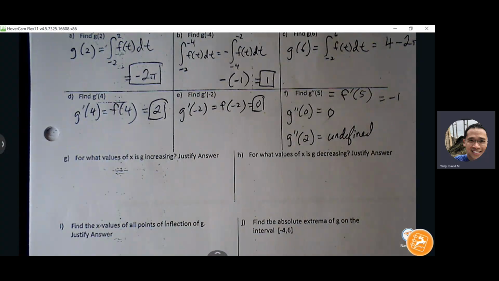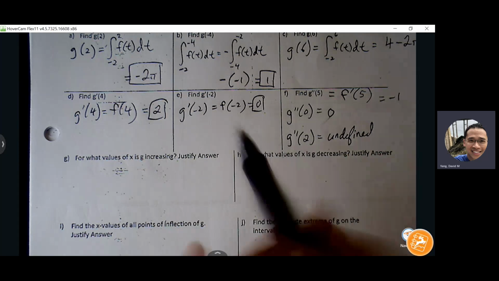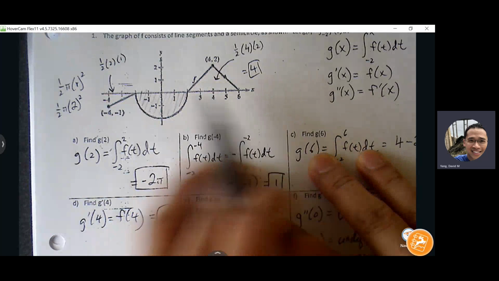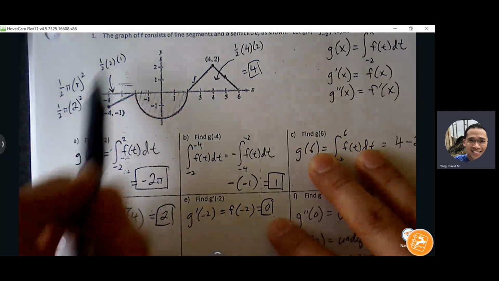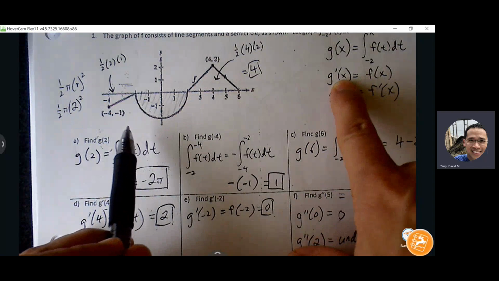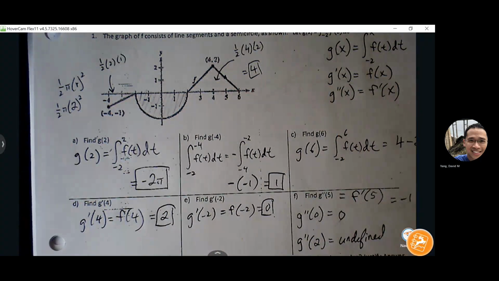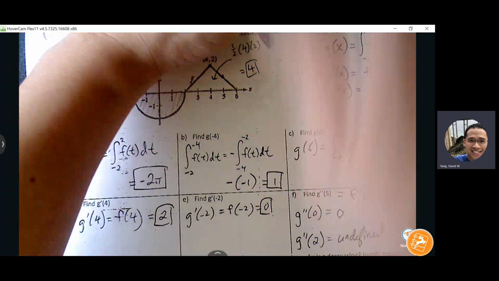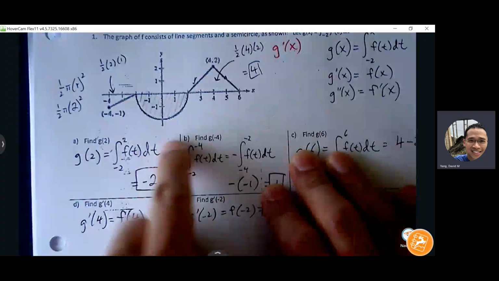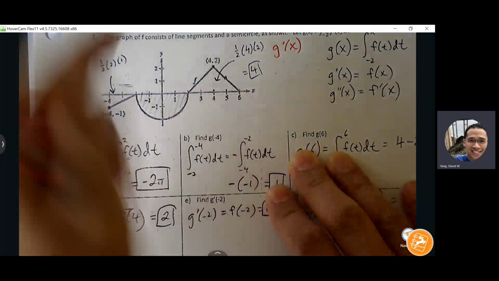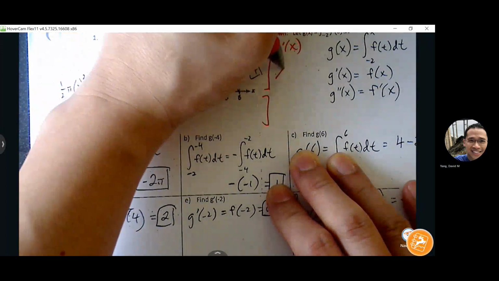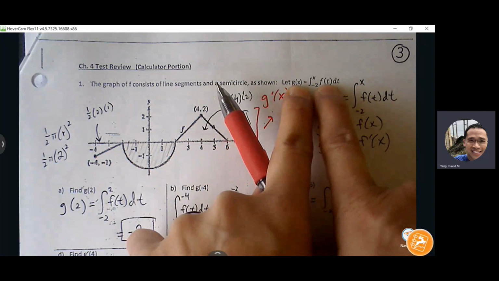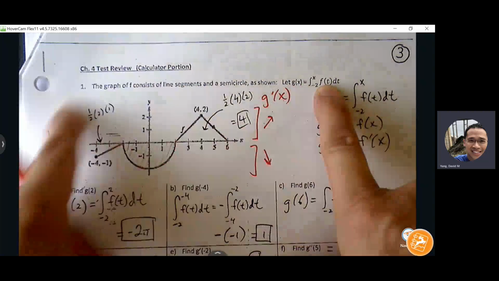Okay, for what value of x is g increasing? Okay, so remember, we're not asking for where the f graph is increasing. We're asking where the g graph is increasing. So this is not the g graph. This is the g prime graph. So let's keep reminding ourselves, this is the g prime graph. We can't just look at this and say, oh, it's increasing here, it's increasing here, right? This is the derivative graph. If I'm giving you this relationship and I'm giving you f, you're always looking at a g prime graph.